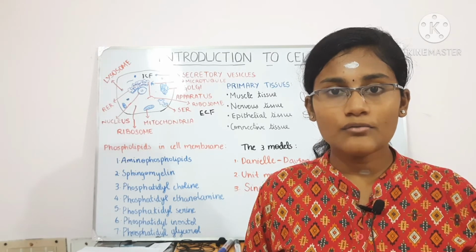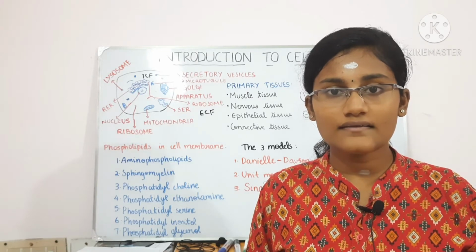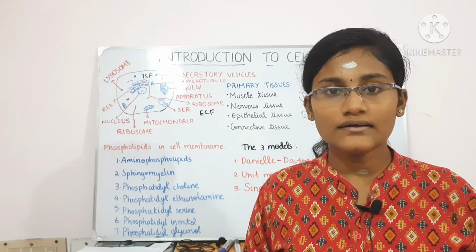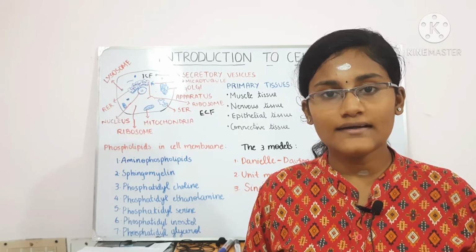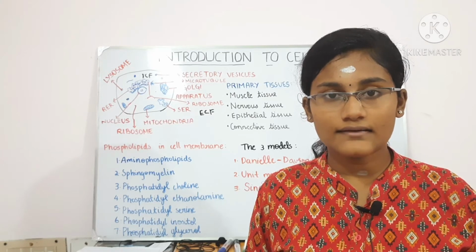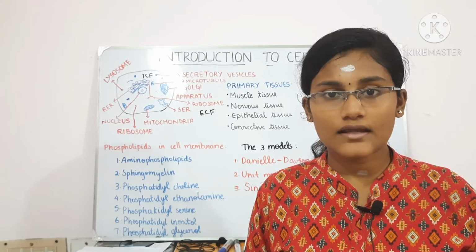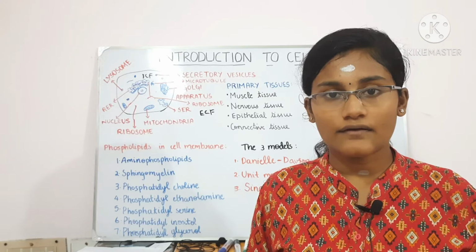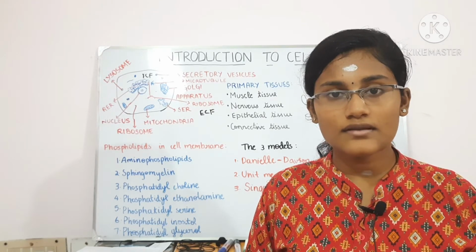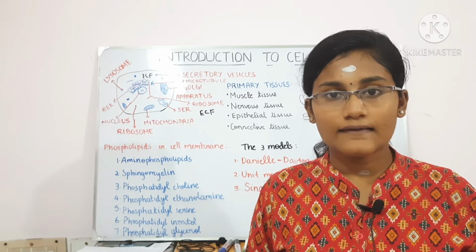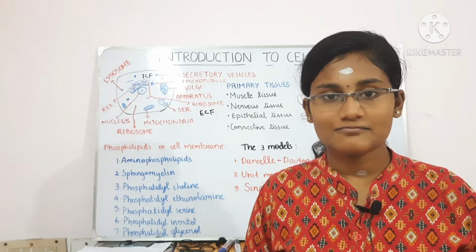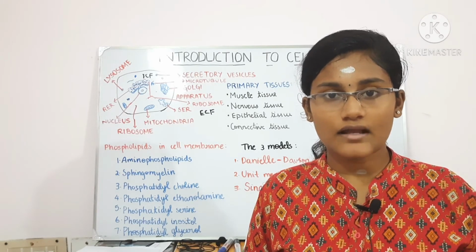So how do we call it a three-layered membrane? What are the three layers? The three layers include one electron lucent layer and two electron dense layers. The electron lucent layer is present in the center and the electron dense layers are present on either side. The electron lucent layer is the lipid layer and the electron dense layers are made up of proteins. So that is the structure of the cell membrane.